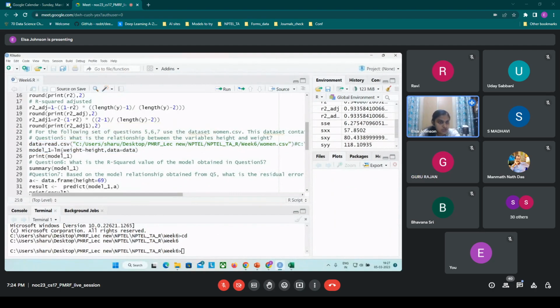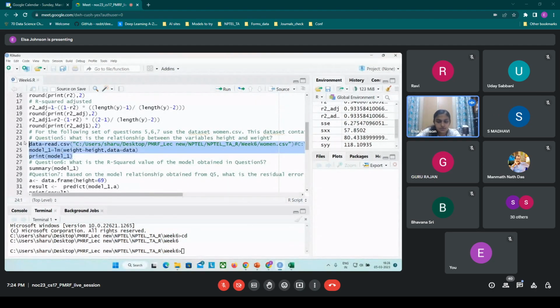So what does this lm mean? Can you tell me? Linear model, yeah. This is the formula, the syntax for that, and this is the data. The data we have read using read.csv. So we'll print the model.